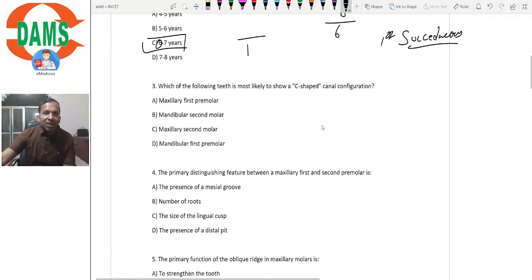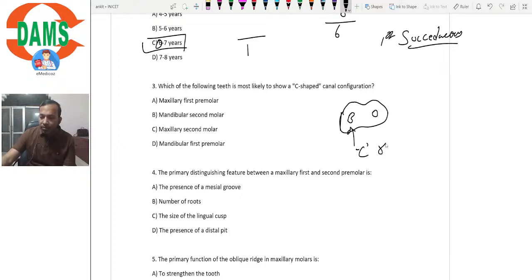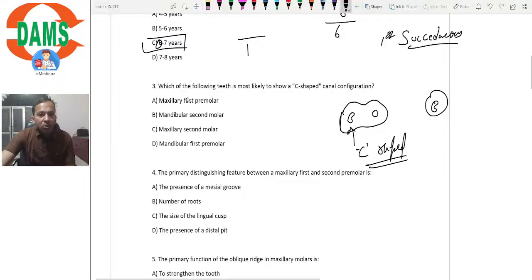Which of the following teeth is most likely to show a C-shaped canal configuration? So when you take a cross section, in the cross section one of the canals would appear as if it were C-shaped. So which of these teeth do you think will have a C-shaped canal? It can be a single rooted tooth, or a double rooted tooth, or a triple rooted tooth, right? So it could be any of these. So which one do you think has a C-shaped canal configuration?